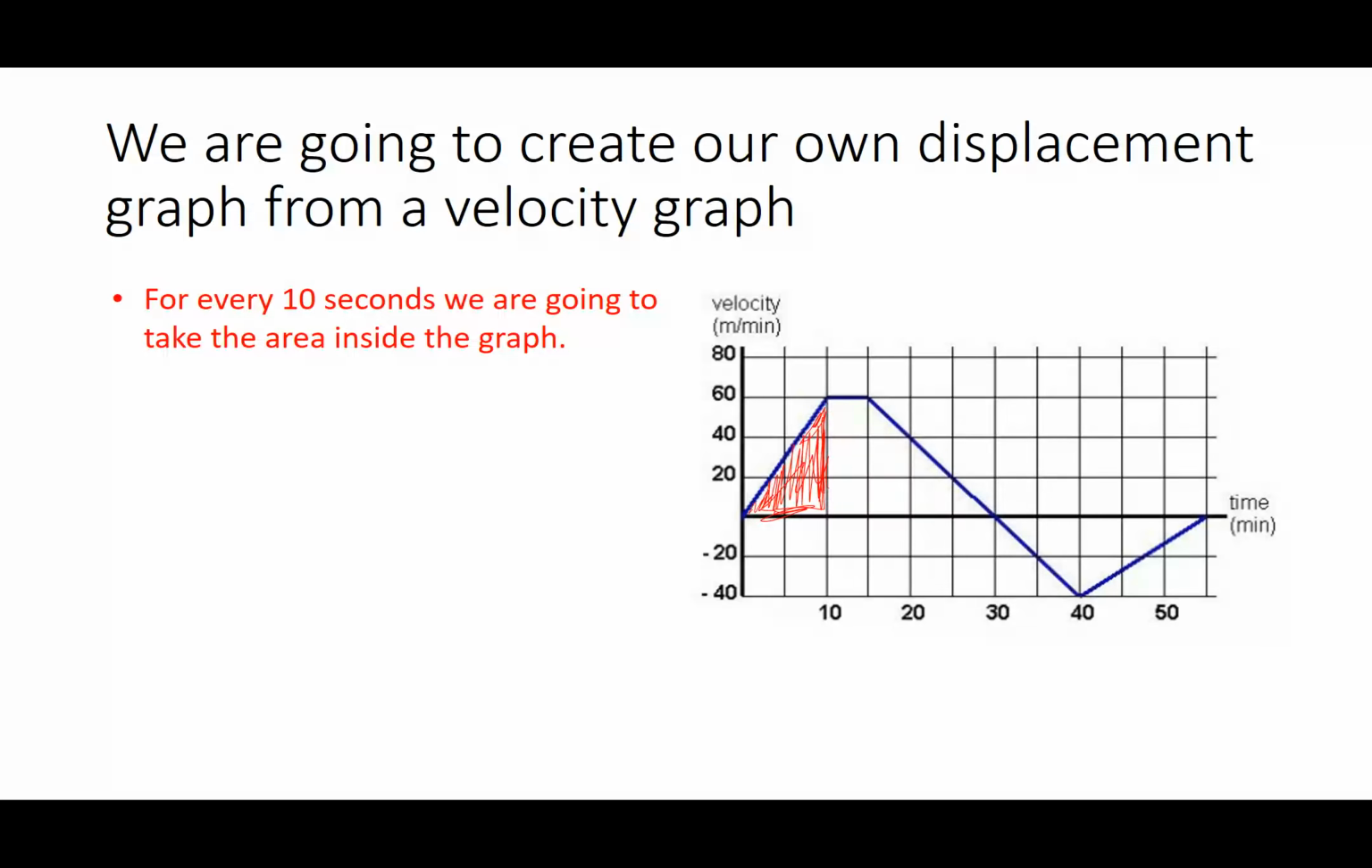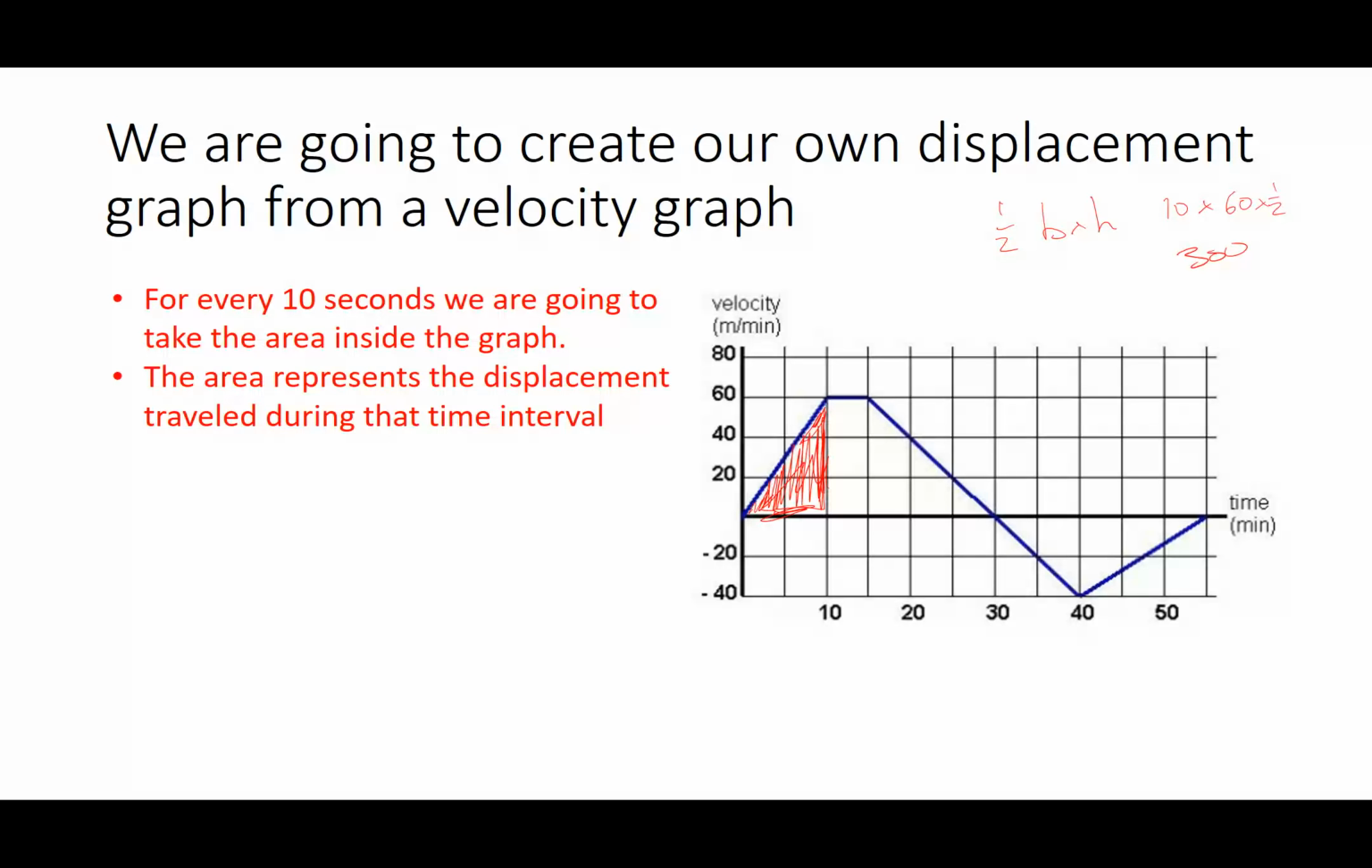Well, how do we take the area? Since it's a triangle, it's going to be 1/2 base times height. So for us, if I go over 10 and up 60, so 10 times 60 times 1/2 is equal to 300. So that's saying that in the first 10 seconds, I will have a total displacement from my origin of 300 meters. So the area represents the displacement traveled during that time interval, right?